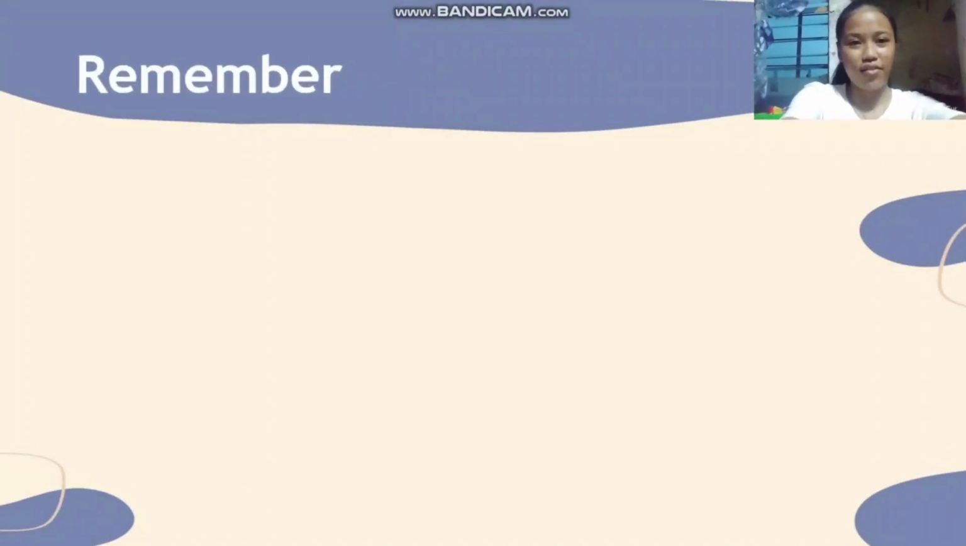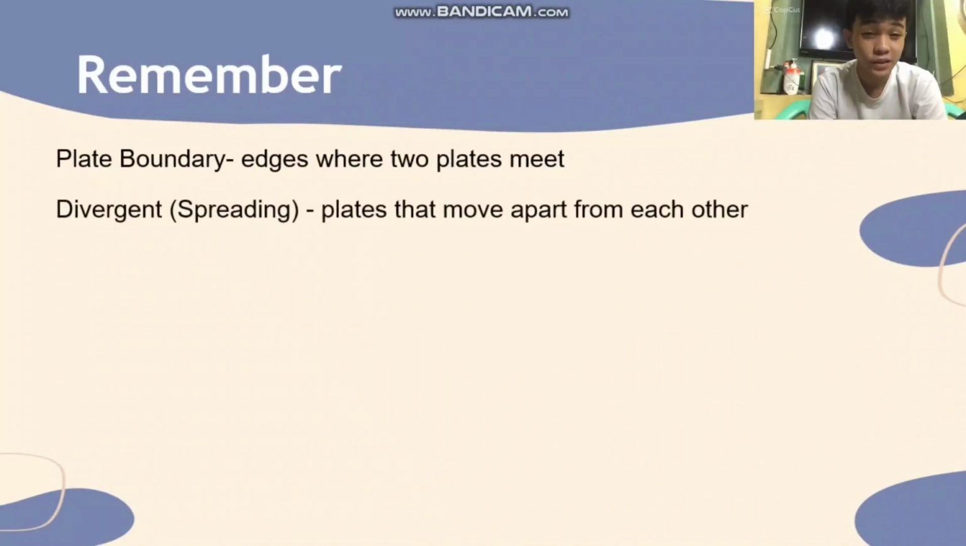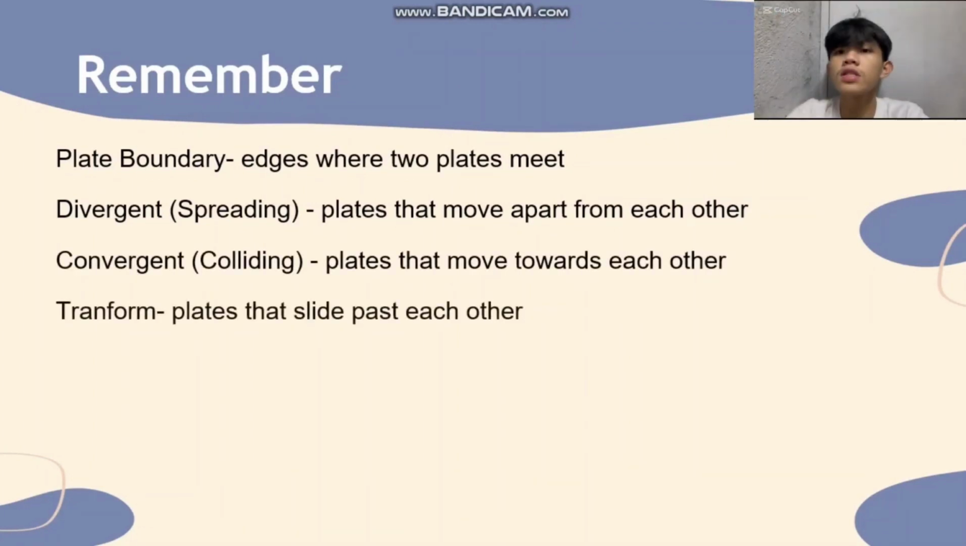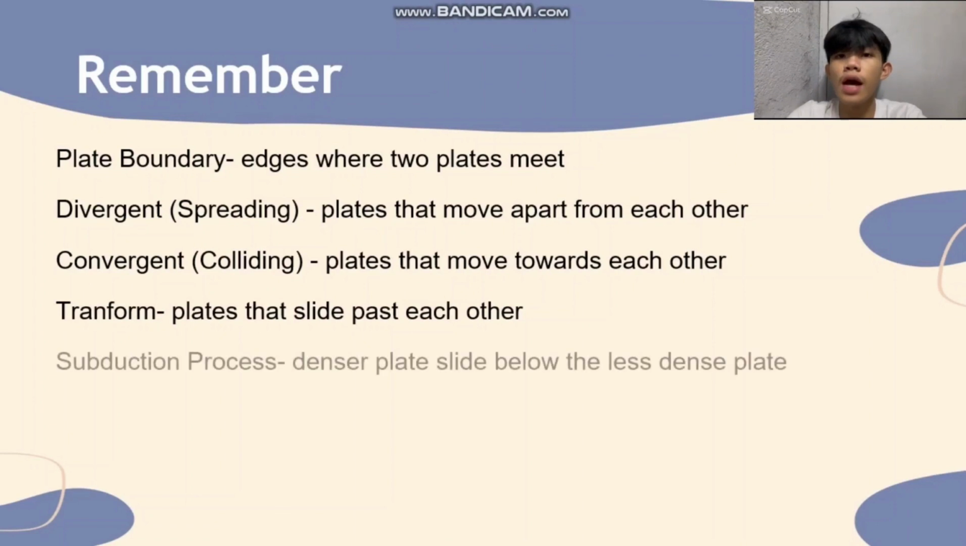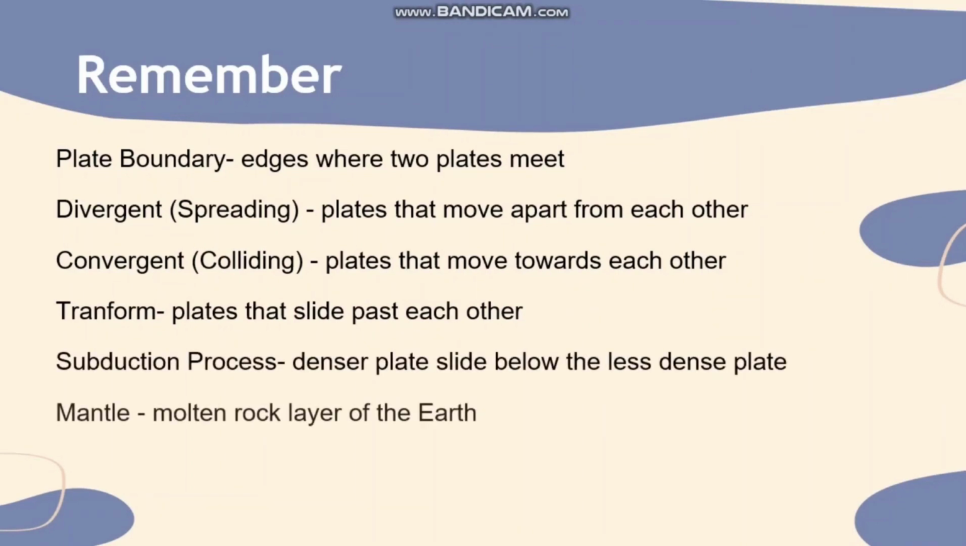Now, let's have a recap. Plate boundaries, edges where two plates meet. Divergent plate boundary, plates that move apart from each other. Convergent or colliding, plates that move towards each other. Transform, plates that slide past each other. Subduction, process which the denser plate slides below the less dense plate.